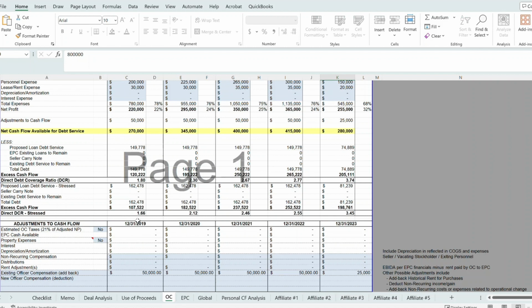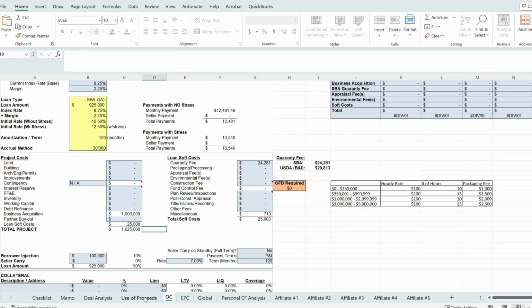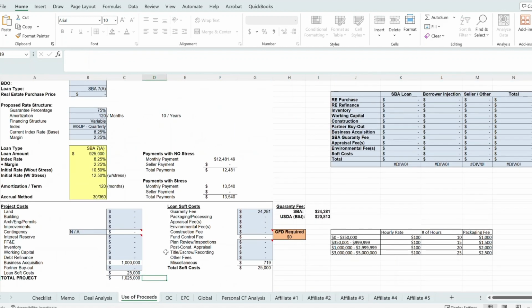With stress, which is what lenders do when they add a couple of points to the loan to see how it would behave if it had a higher debt service: 1.66, 2.12, 2.46, 2.55, 3.45. So far, great. It's a great cash flowing business. Now, where did it all come from?